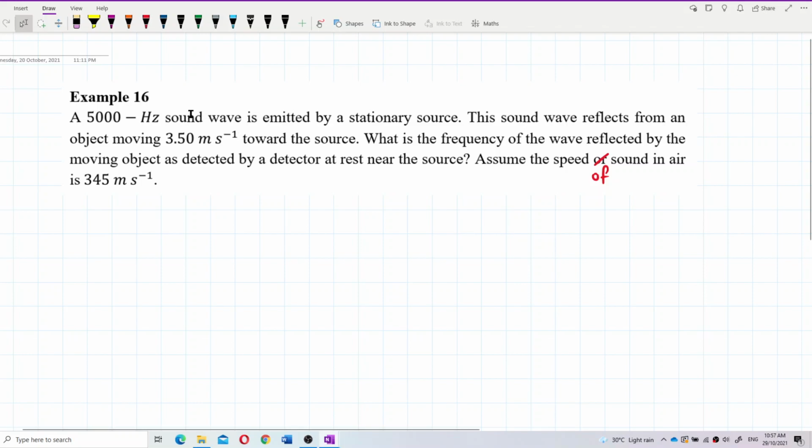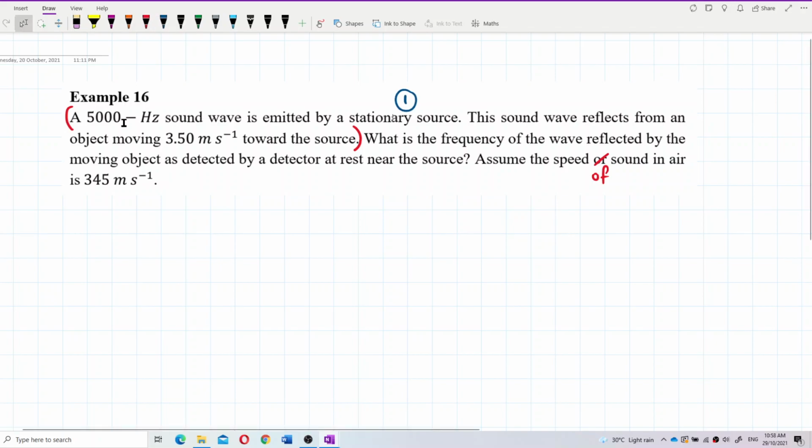First of all, he said this sound wave is being emitted by a stationary source. At first, the source is stationary, and this stationary source emits a sound. This sound wave is then reflected by another object. The word reflect from another object means the source is stationary, but the observer is moving. So here already becomes one situation. This is our first situation.